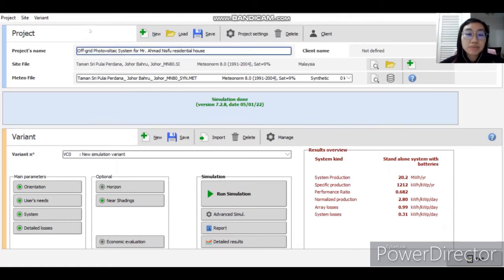And next, before we begin designing the off-grid photovoltaic system, we will go into the settings for the project design and also a standalone system for this project. This is the project name, which is the off-grid photovoltaic system for Mr. Ahmad Nifu Residential House, and the site file and also the material file show Taman Sri Pura Belana, Johor Bahru, Johor, Malaysia.